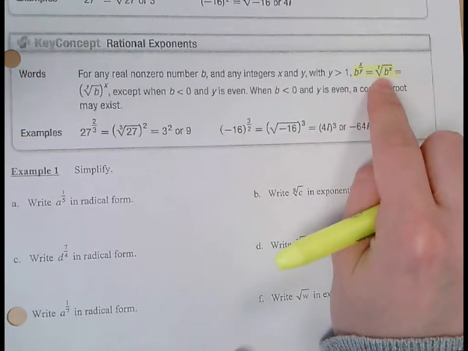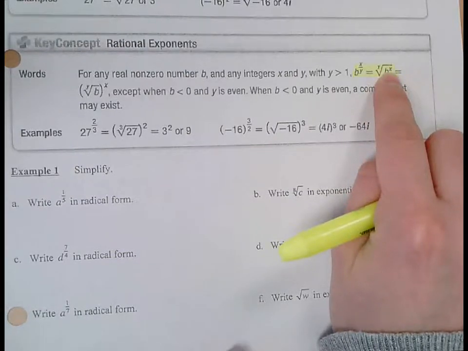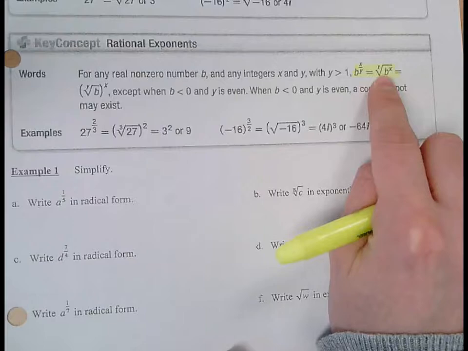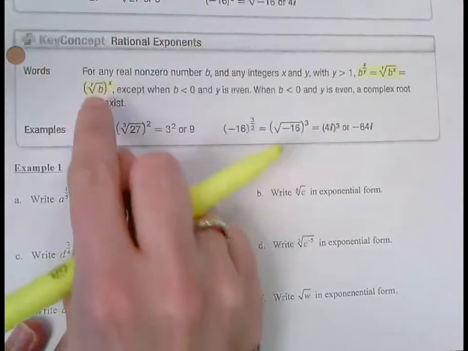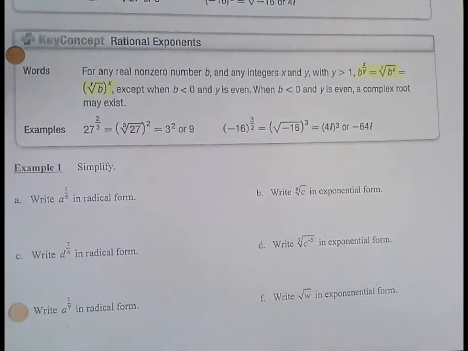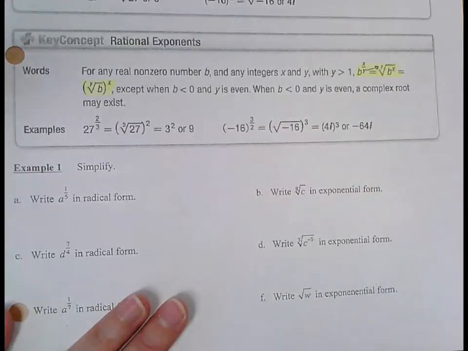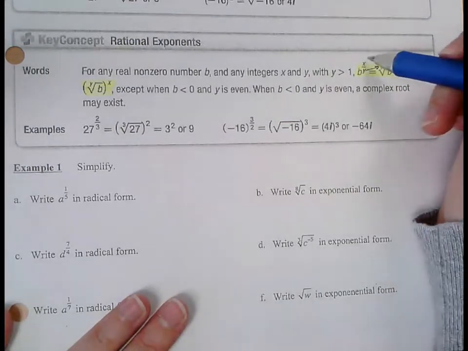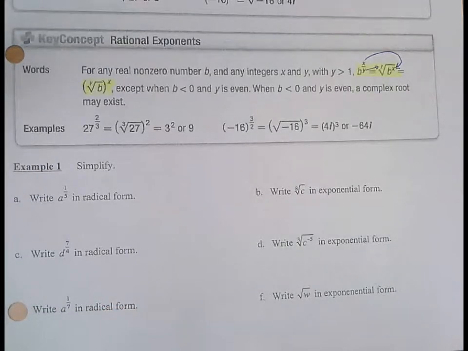This is the root of b with an index of y and a power of x, and it can be written one of two ways. This first way, or in the next line, you can see it's the radical b with index y, and then the entire quantity is raised to the power of x. So what I want you to understand, again, is that the denominator is still the index of the radical. The numerator of the fraction is the power that b is being raised to.